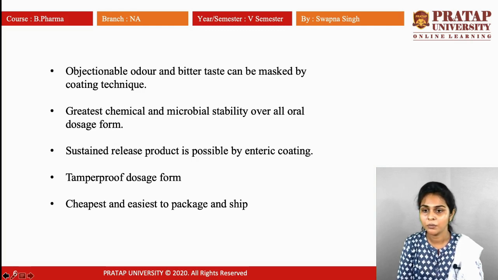Tamper proof dosage form. As compared to liquid dosage forms, the solid or tablet dosage form is tamper proof, because if you have a syrup bottle, anyone can open it and mix other liquid inside, but in the tablet dosage form it is not possible because it is a tamper proof dosage form. Next, sustained release product is possible by enteric coating. This is only possible in the tablet dosage form. Next, it is cheapest and easiest to package and ship.